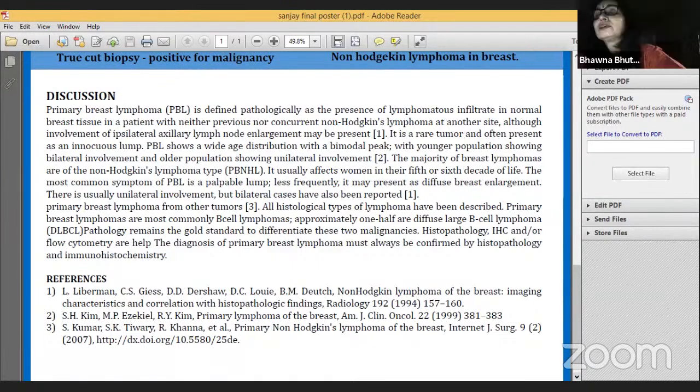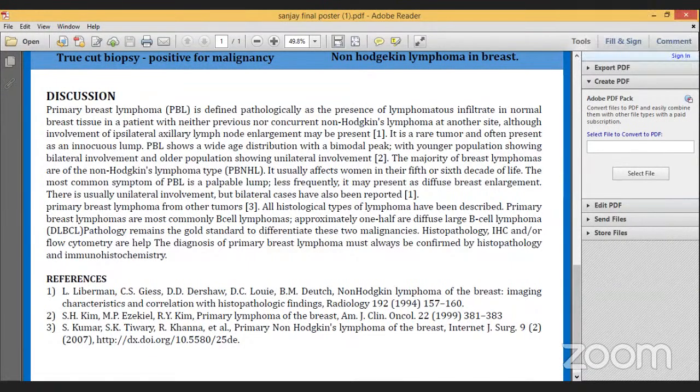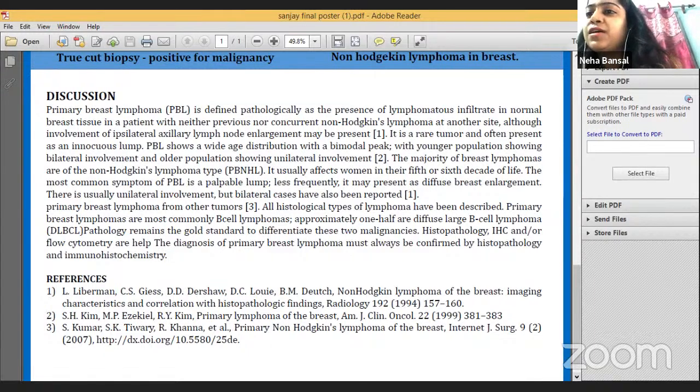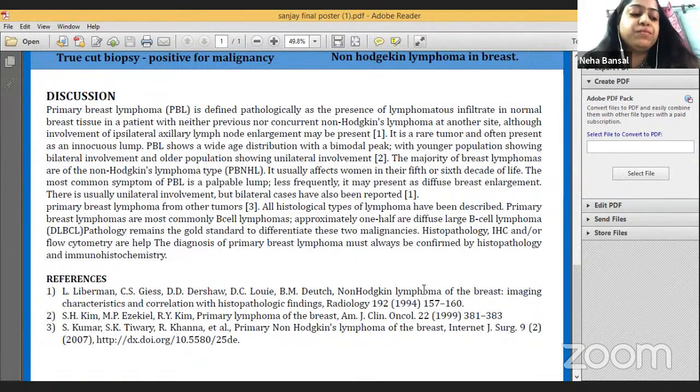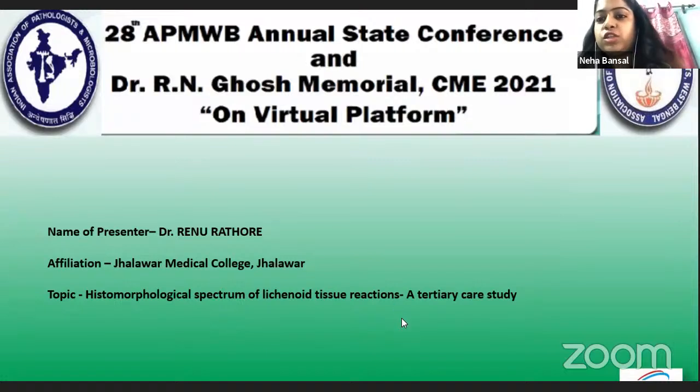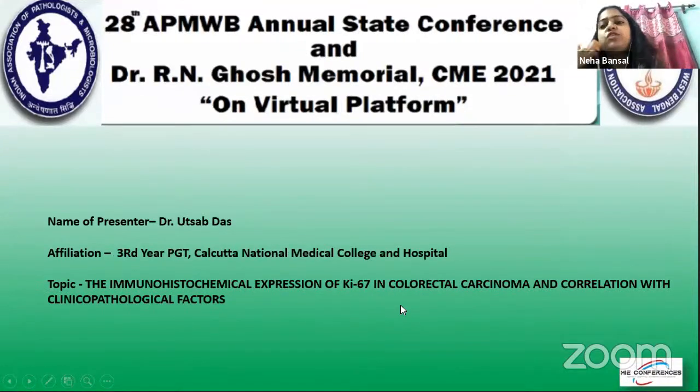Okay, thank you for the presentation. We can move on to the next case. Okay, ma'am. Thank you, Dr. Sanjay Kumar Singh. May I ask the delegates to mute their audio, please? Now we are moving on to our next presentation. Dr. Utsav Das will present. He is a third year PGT from CNCC Medical College and Hospital. His topic is the IHC expression of Ki-67 in colorectal carcinoma and its correlation with clinicopathological factors.